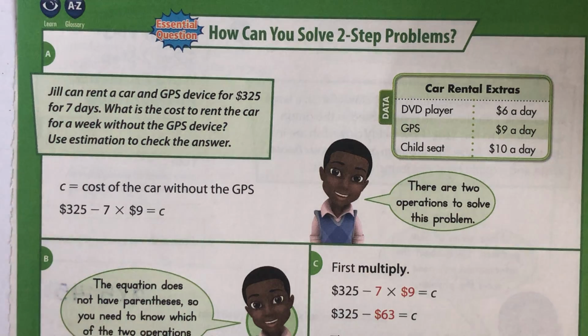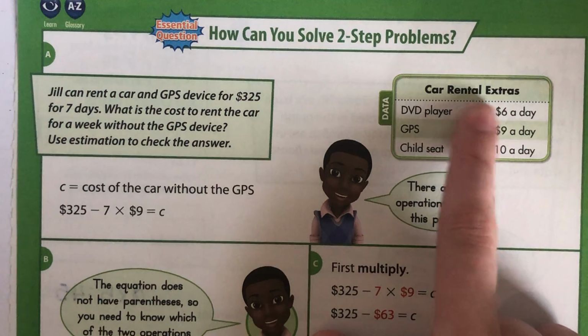How can you solve two-step problems? Jill can rent a car and GPS device for $325 for 7 days. What is the cost to rent the car for a week without the GPS device? Use estimation to check your answer.